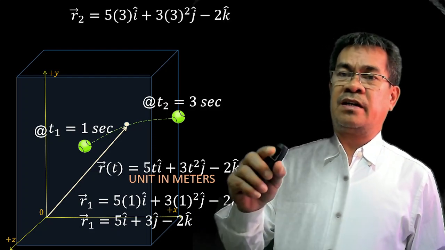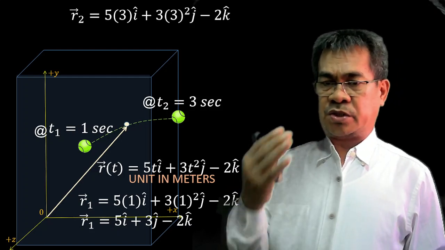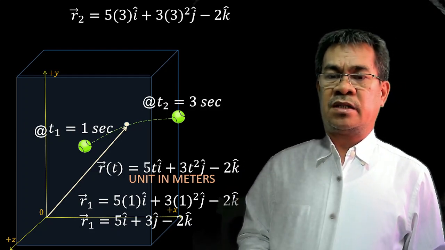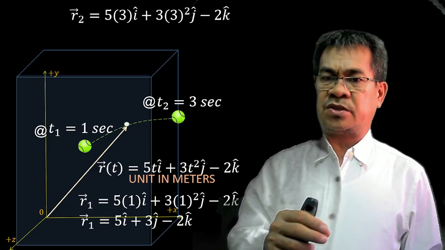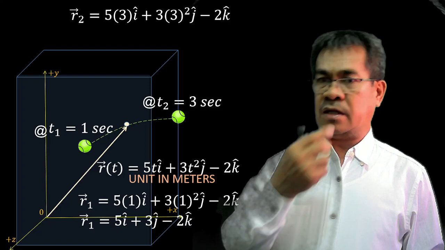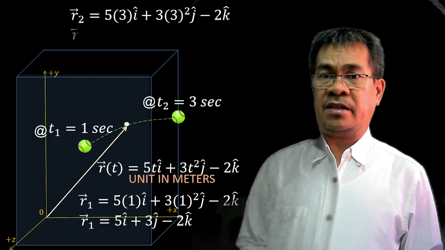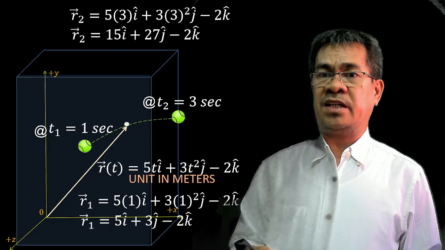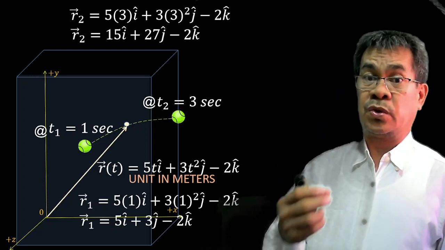And for the final position of the particle, again using the position at any time, replace t with 3 seconds. So you have to substitute t equals 3 seconds for the final time. Then simplify, and we come up with 15 i hat plus 27 j hat minus 2k hat.